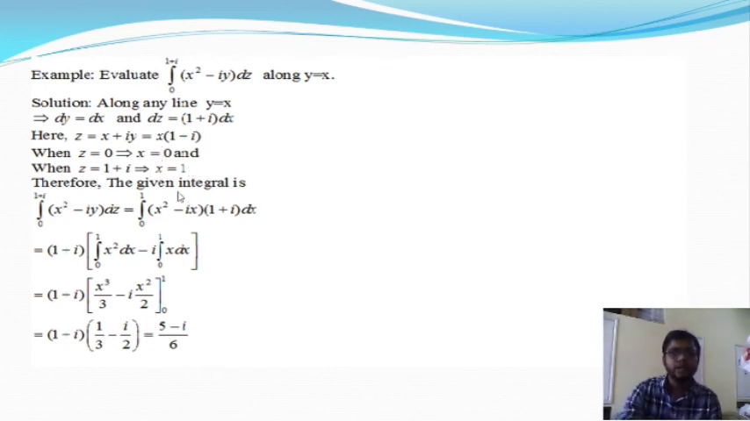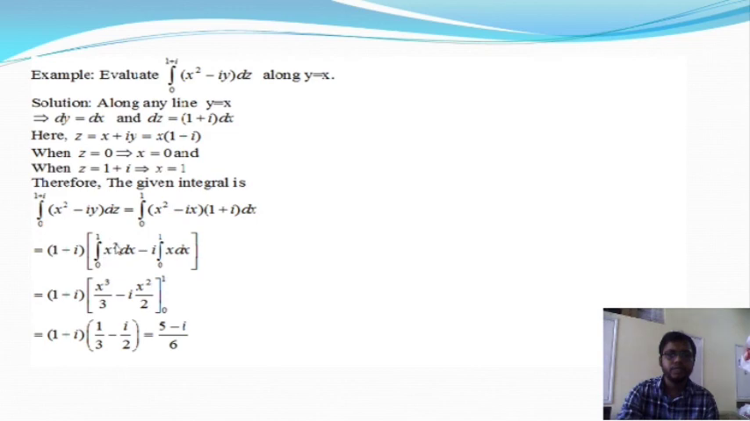Therefore the given integral is the integration from 0 to 1 plus i of (x square minus i y) dz, and this is equal to the integration from 0 to 1 of (x square minus i x), where y is equal to x and dz is equal to (1 plus i) dx. After that we will find (1 minus i) into the integration over 0 to 1 of x square dx. So this integration separately we can write as (1 minus i) into the integral from 0 to 1 of x square dx minus i into the integral from 0 to 1 of x dx.